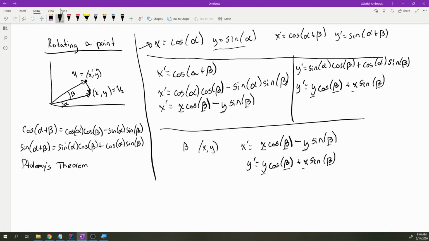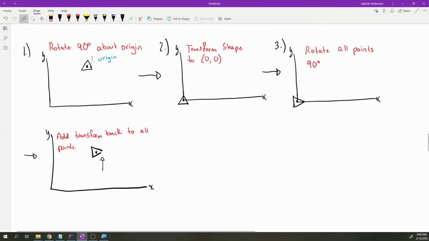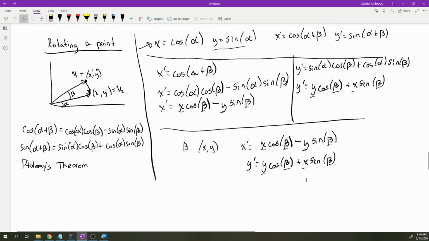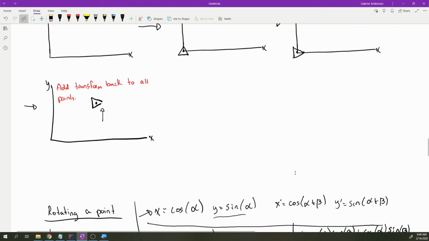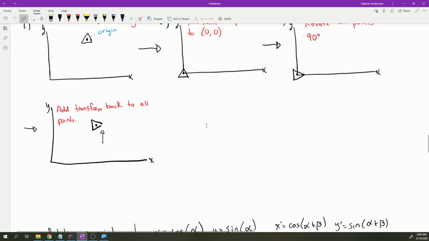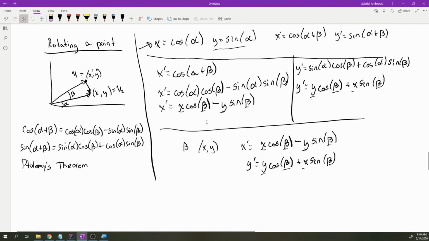So in programming, what you would do is, like I said, first step, if we go back up here, you would transform the shape. So you would subtract the position out of the current position, so that it's centered at the origin. Then you would rotate all the points 90 degrees using this formula right here, the x and the y. And then you would just add the transform back to every single point, and you have now rotated your shape 90 degrees. That's only the first step though.